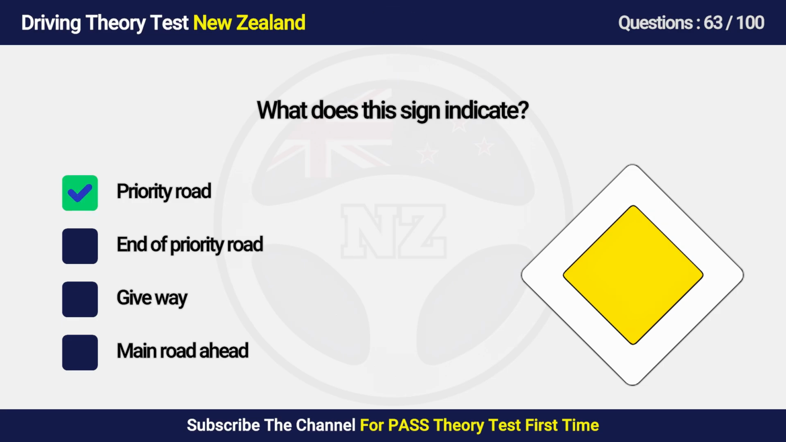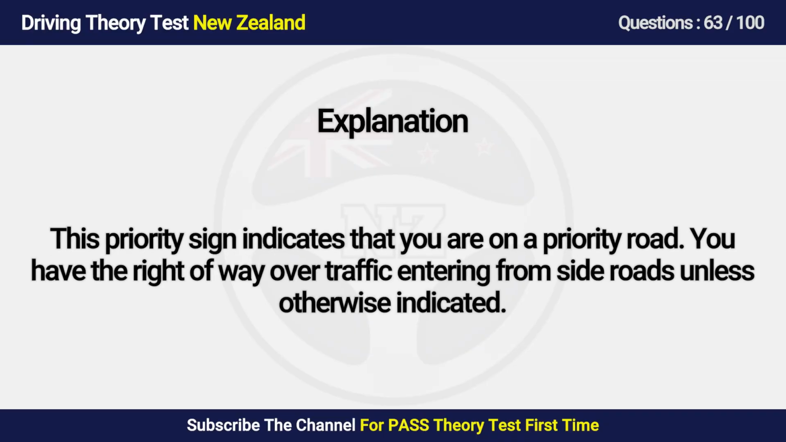Answer is A, priority road. This priority sign indicates that you are on a priority road. You have the right of way over traffic entering from side roads unless otherwise indicated.